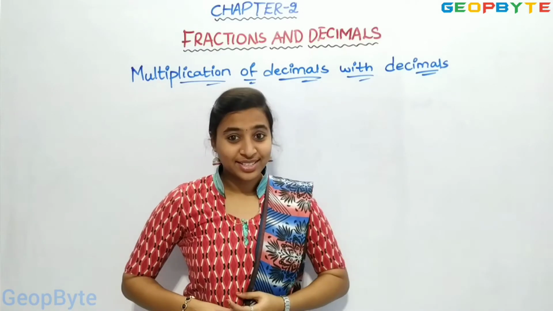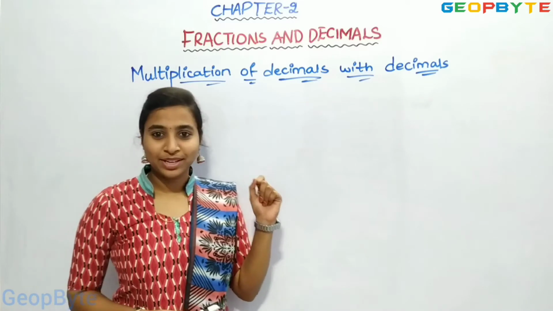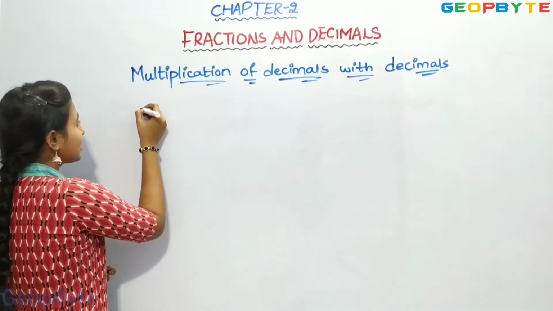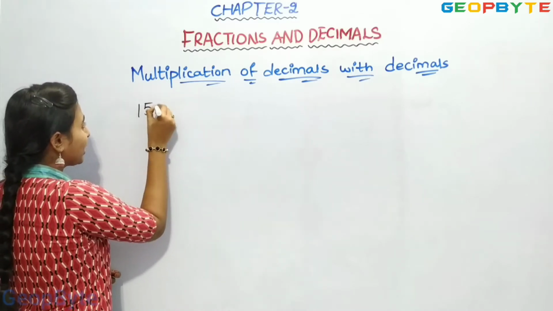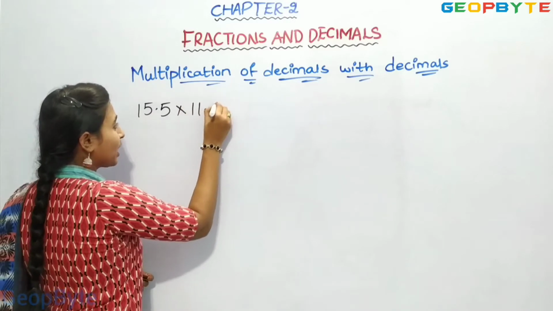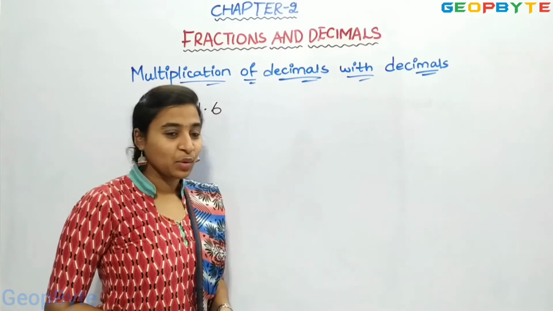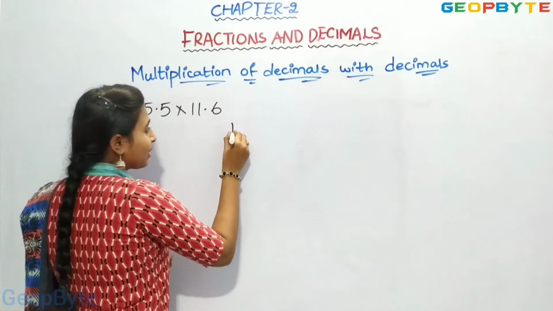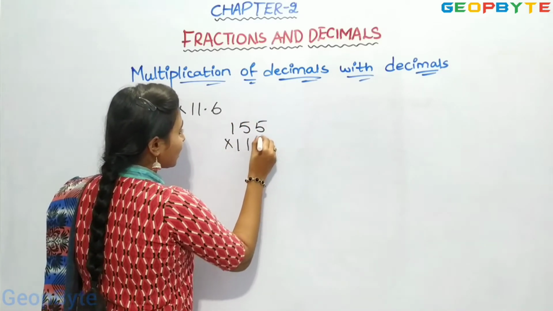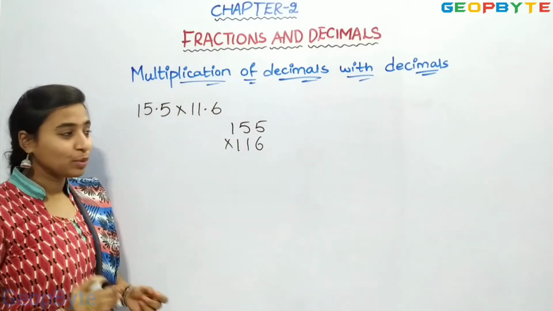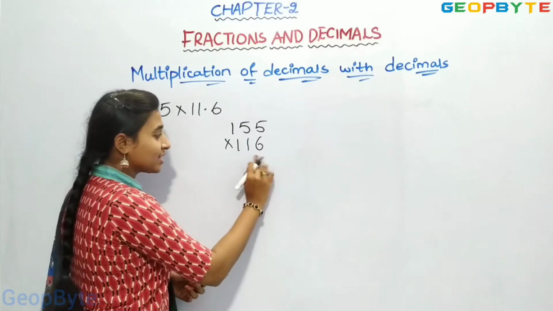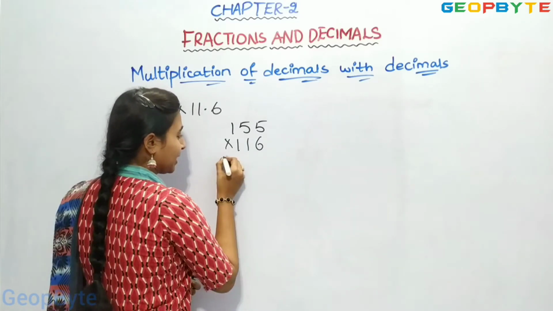Now, let us see multiplication of decimals with decimals. Let us take two decimals, 15.5 × 11.6. Now we will multiply 155 × 116. I have removed the decimal point and am multiplying. After getting the answer, we will put the decimal point.